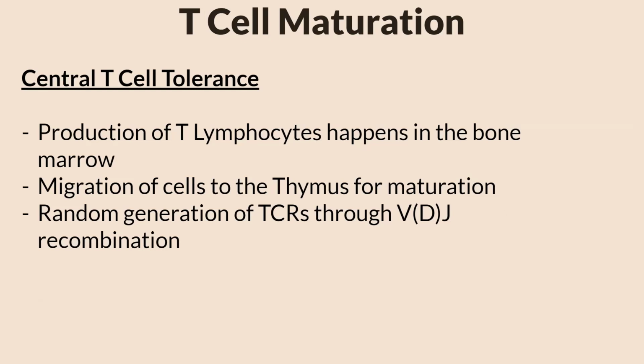And so for T cell maturation, the naive T cells are shipped off from the bone marrow where they're being produced to the thymus, where they're matured into functional T cells. And so this is a process of testing the random creation of TCRs. It happens very similarly to BCRs in the bone marrow.